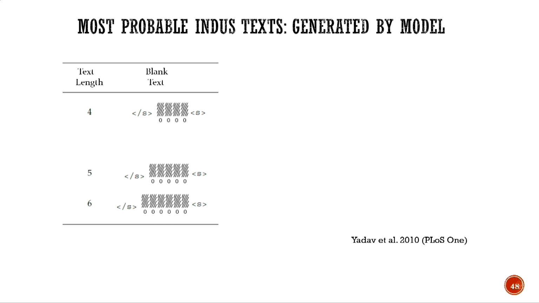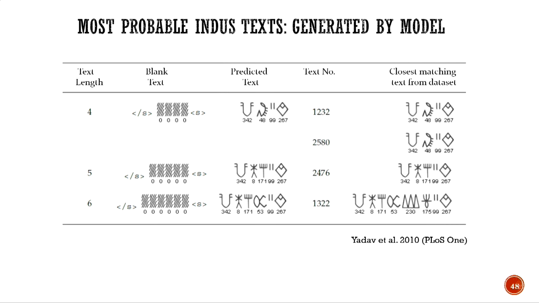Now, we also did an interesting exercise. We said, okay, what if we don't give anything to the model? We'll ask the model, just give us the most probable 4-sign text. We just gave 4 blank spaces with the initial, just the beginner, and the text. So these were the predicted texts by the model.